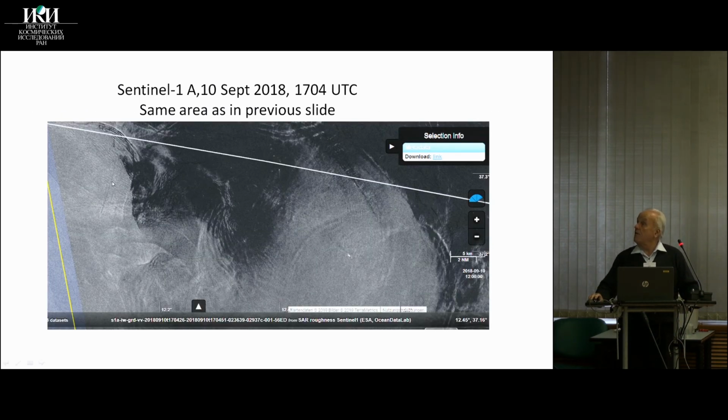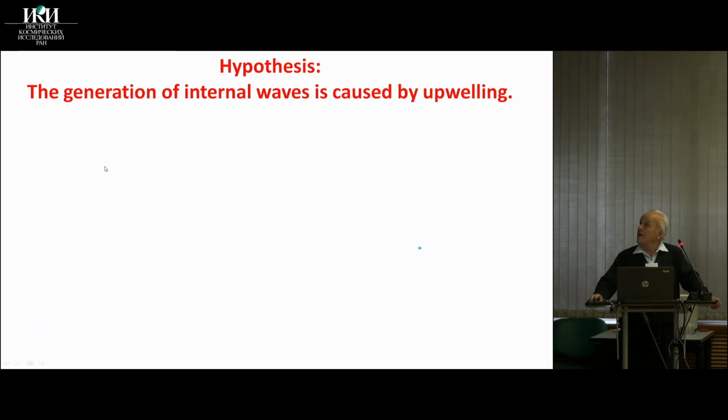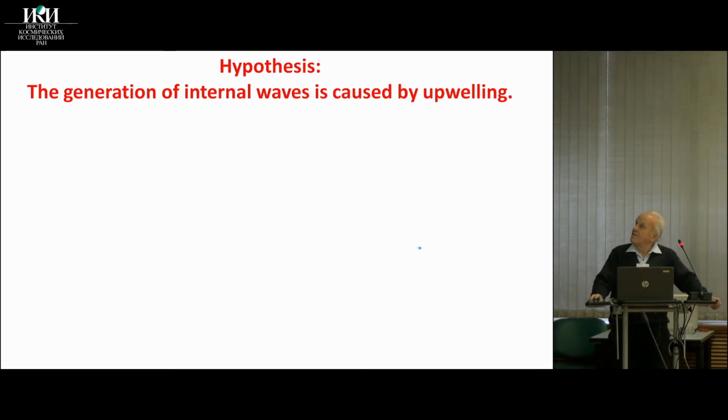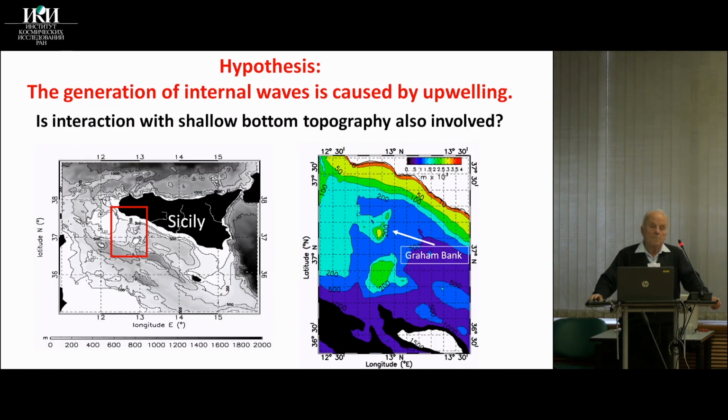And now this is another image on another day again. So you see all kinds of internal waves that are generated. And now the hypothesis is that these internal waves are caused by upwelling. Actually, I have checked the archive, and I only found these internal waves during upwelling events, so that is not so much a hypothesis anymore. But now the question is, what does the bottom topography do to it? Does it have an effect on the generation?